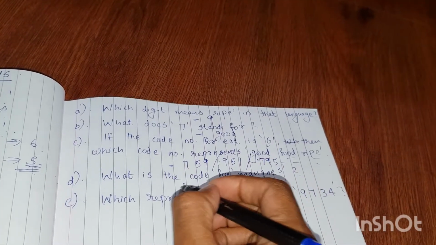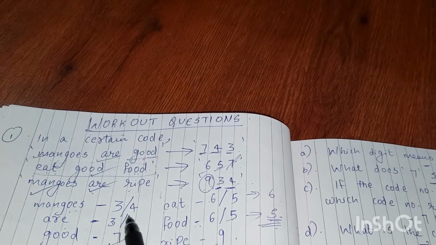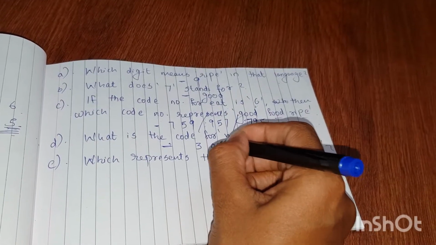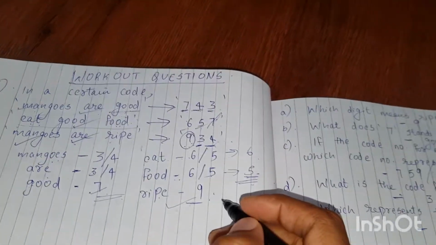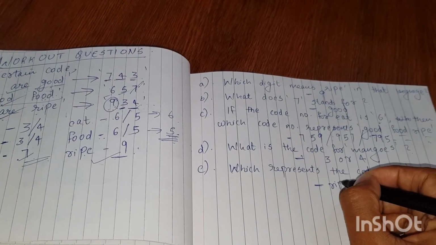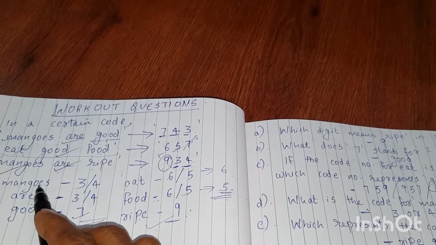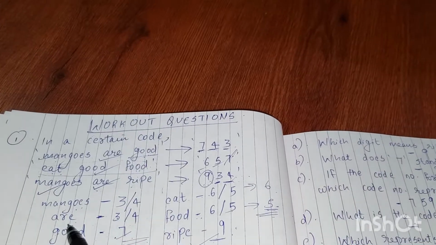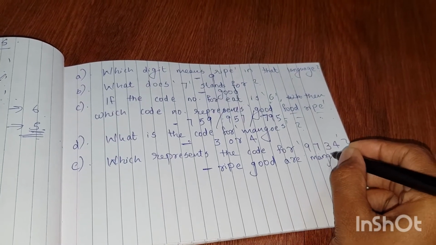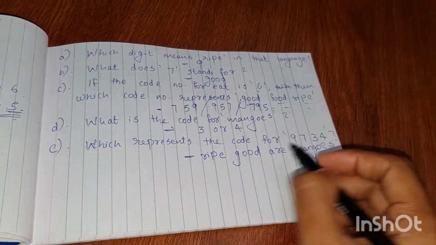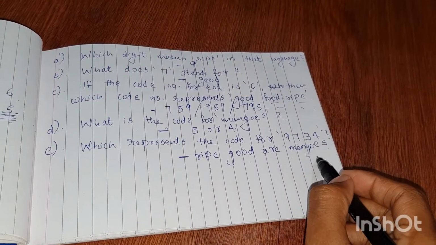Now what is the code for mangoes? The code for mangoes is either 3 or 4. Which represents the code for 9734? 9 means ripe. 7 means good. 3 and 4 mean either are or mangoes. So are mangoes. So the code for 9734 represents: ripe, good, are mangoes.